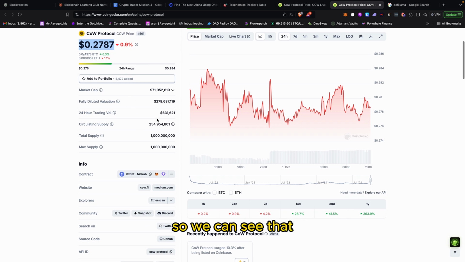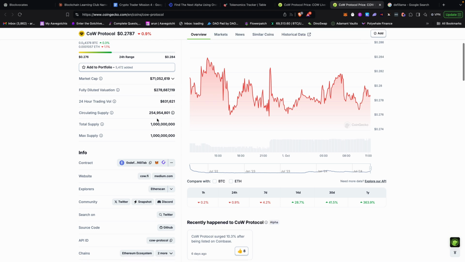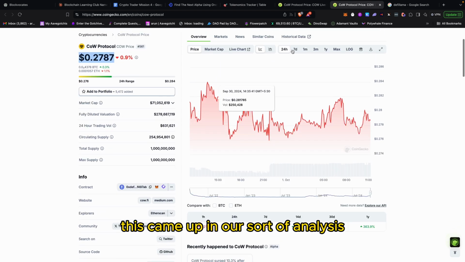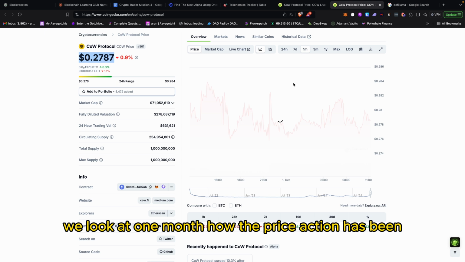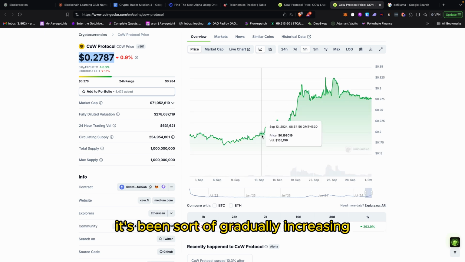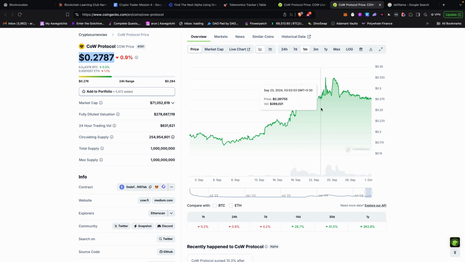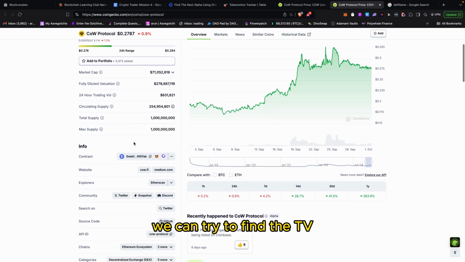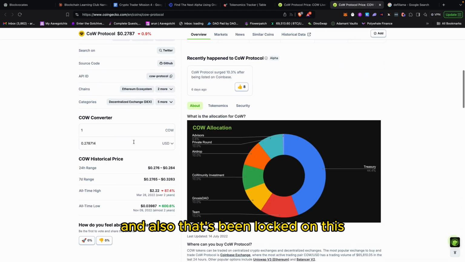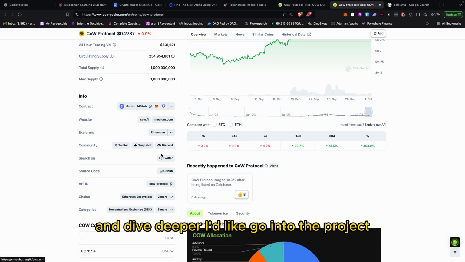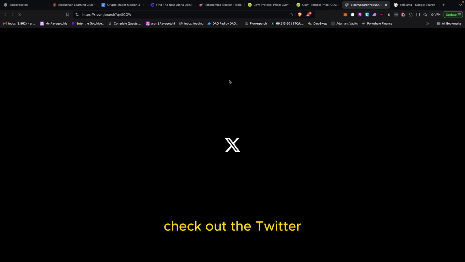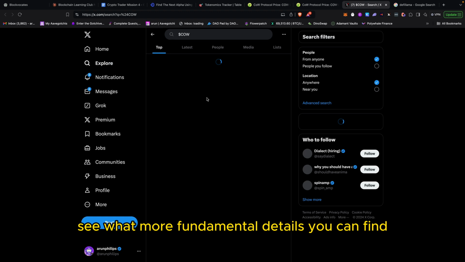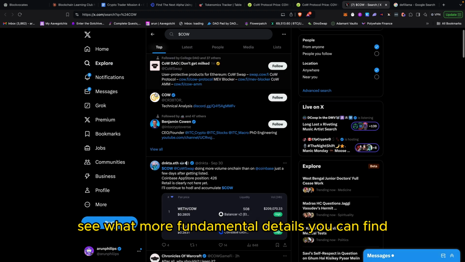So we can see that this came up in our analysis. We look at one month of price action. It's been gradually increasing, 0.28 now. But because it's had an increase in trading volume, we can try to find the TVL that's been locked on this and dive deeper, right? Go into the project, check out the Twitter, see what more fundamental details you can find.